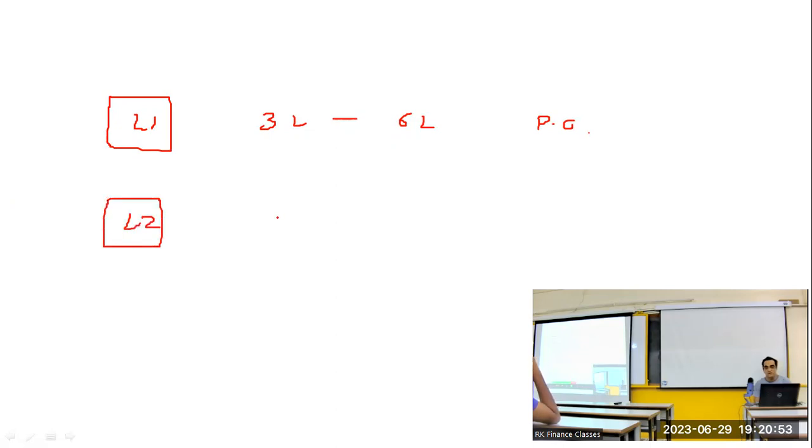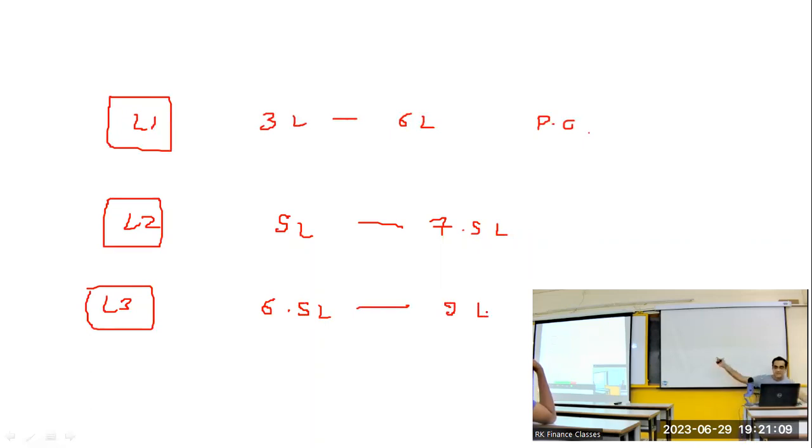Level 2. Approximately, it will be in the range of 5 lakh to around 7.5 lakhs. And after level 3, it will be in the range of around 6.5 lakhs to approximately around 9 lakhs. So these are the CFA packages.